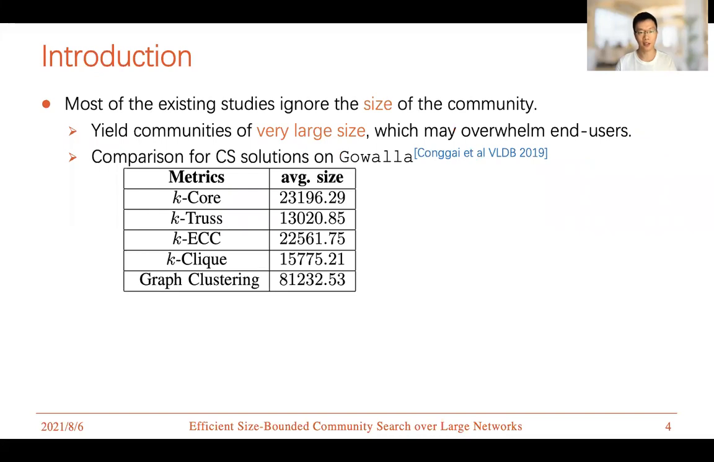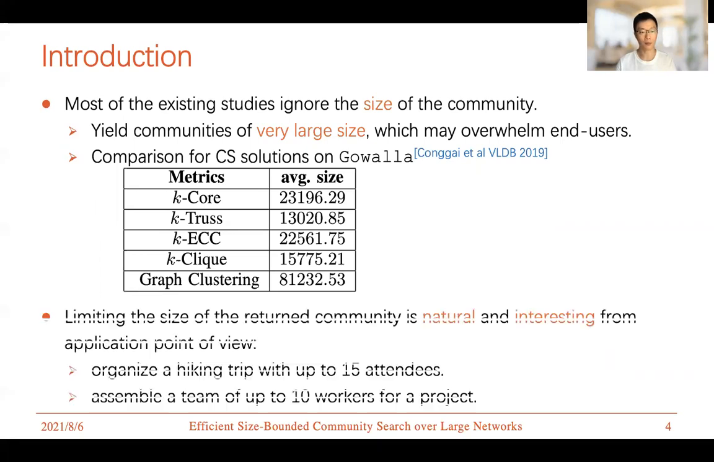Most of the existing studies ignore the size of the community, yielding communities of very large size, which may overwhelm end users. Here is a comparison for community search solutions on Gowalla. We can see no matter which metric is used, the size of the community is large. Limiting the size of the returned community is natural and interesting from an application point of view, like organizing a hiking trip with up to 15 attendees, or assembling a team of up to 10 workers for a project.